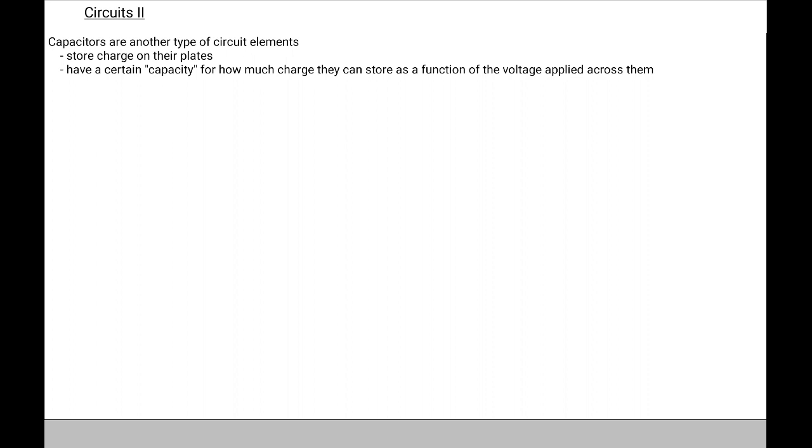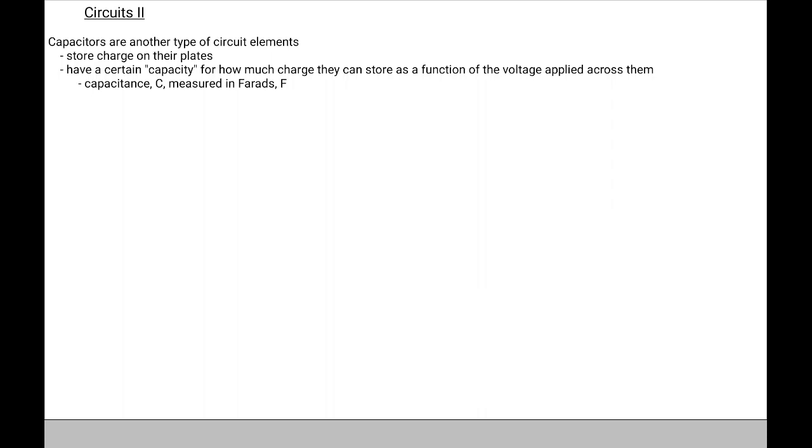All right, so capacitors have a certain capacity for how much charge they can store, and that is also a function of the voltage that is applied across the capacitor. This capacitance has the symbol C and is measured in farads. And usually capacitors are really small. They have units of microfarads, so that's 10 to the negative 6 farads, or nanofarads, which is 10 to the negative 9 farads, and so on.